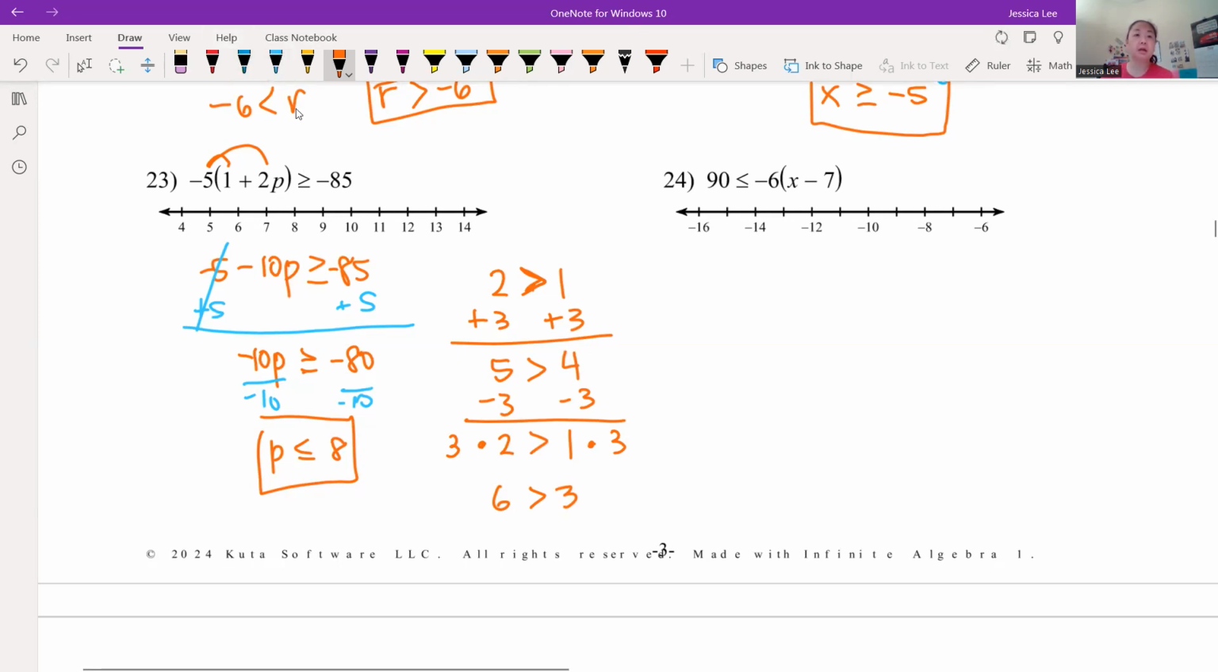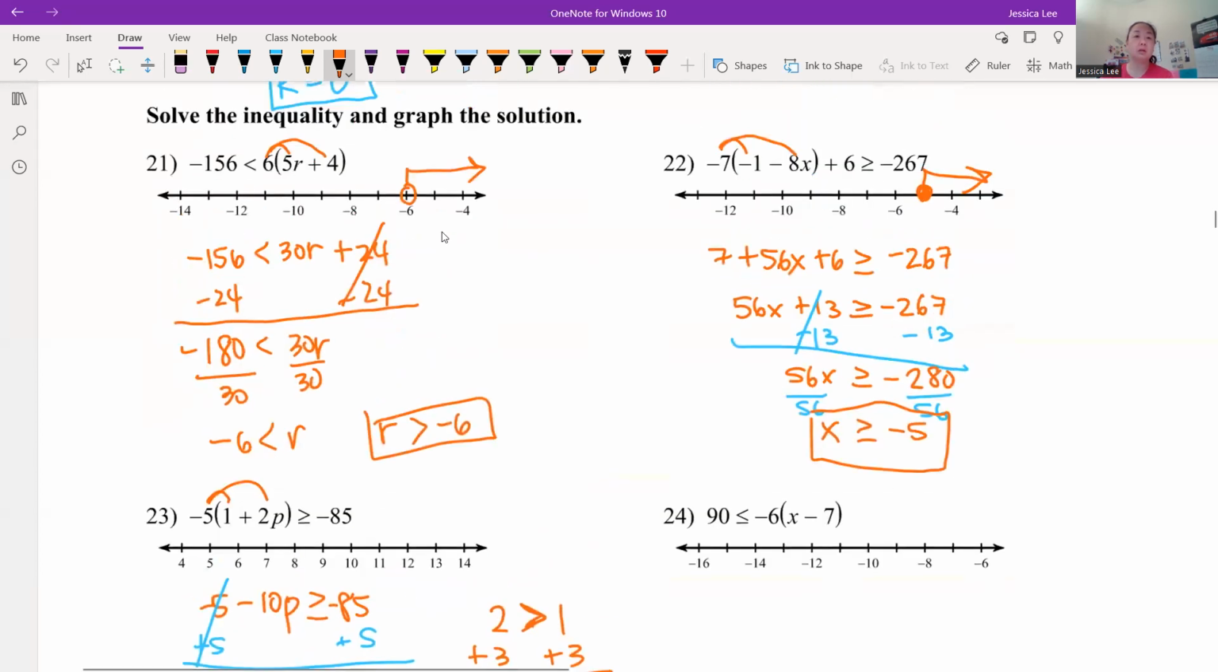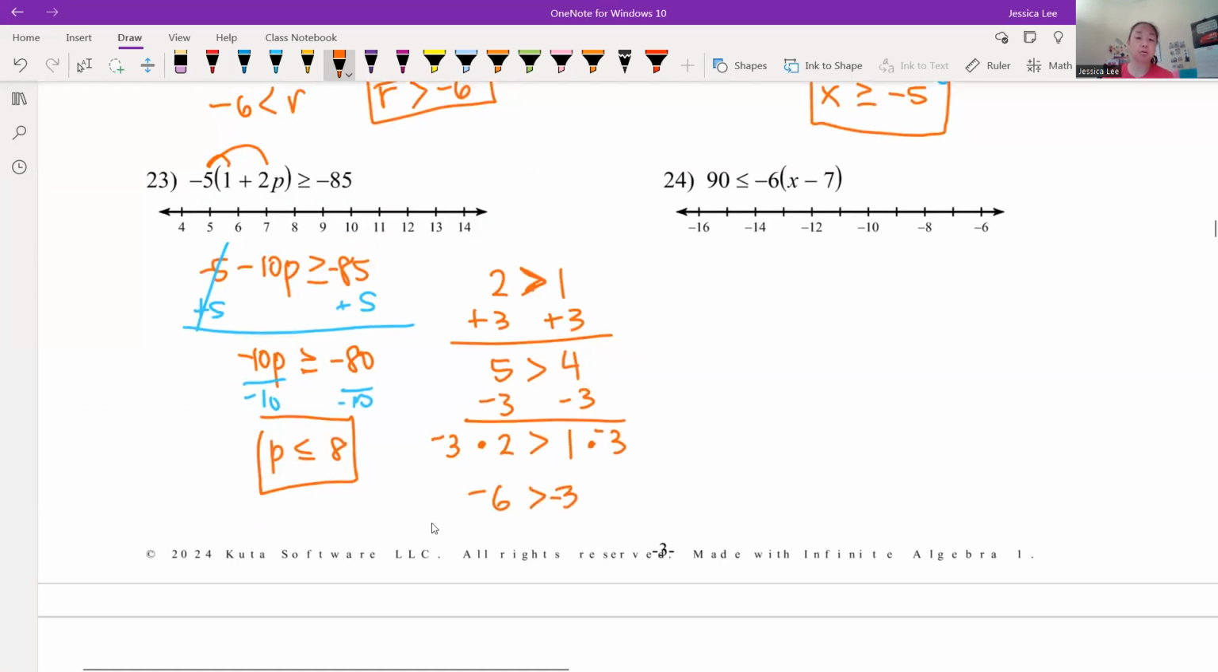Now, here we go. What if we were going to multiply by -3 instead? That would become -6, and that would be -3, right? Is -6 greater than -3? No, because if you look at the number line, -6 is right here, and -3 is higher. This is no longer true, which means we actually have to flip the inequality. So -6 is less than -3.